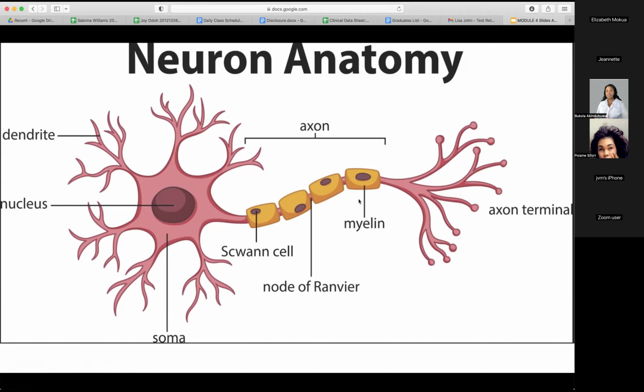And so along the axon, you have what we call the myelin sheath, okay? The myelin sheath encapsulates portions of the axon. Where you don't have myelin sheath, it's a gap, and it's called the nodes of Ranvier, okay?